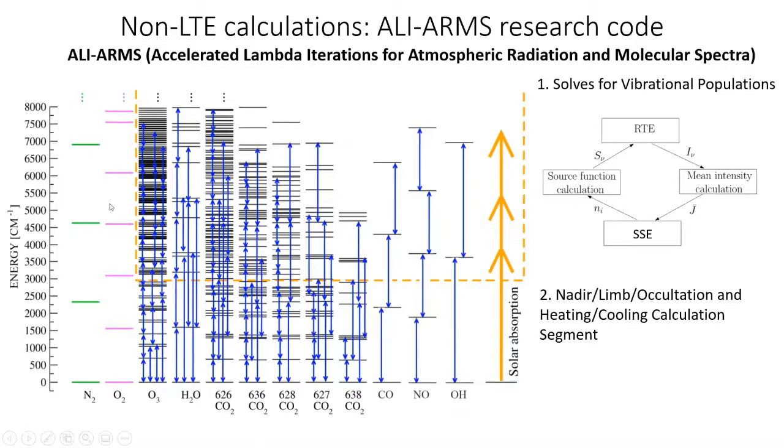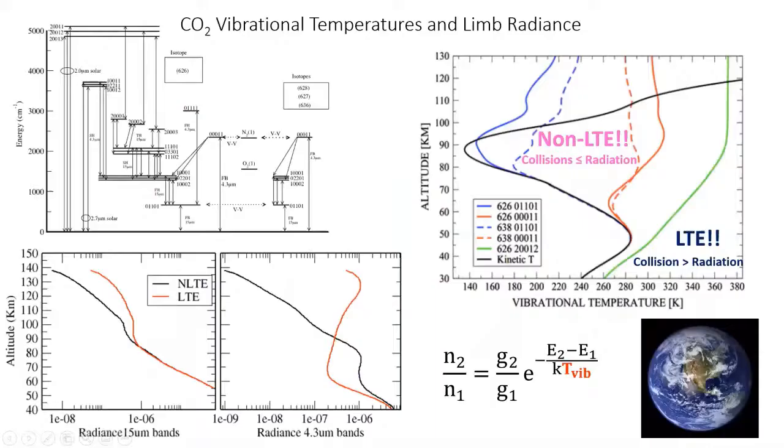It solves these populations by iterating between the steady state equation and the radiative transfer equation. And once the populations are converged, it can calculate atmospheric emissions or absorption for several observing geometries, as well as estimate radiative heating and cooling rates based on the derived vibrational populations.